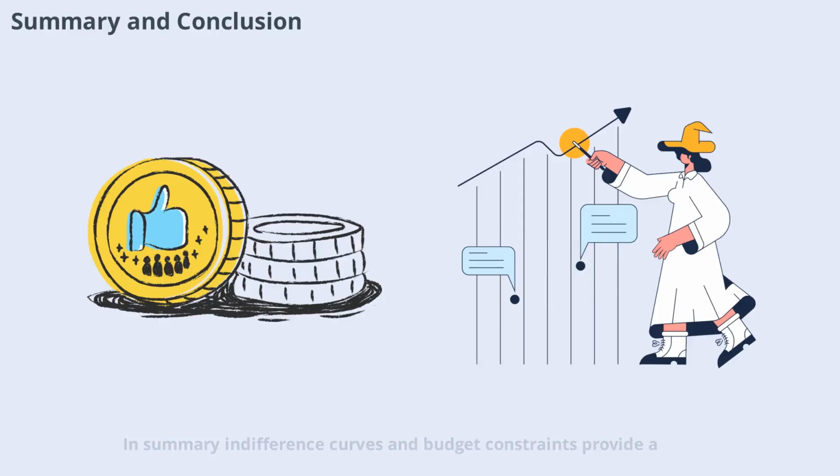In summary, indifference curves and budget constraints provide a powerful framework for analyzing how consumers make choices. By understanding these concepts, you gain insight into the logic behind everyday decisions and the broader patterns of economic behavior. Whether you're an economist or just curious about how people spend their money, these ideas are essential.